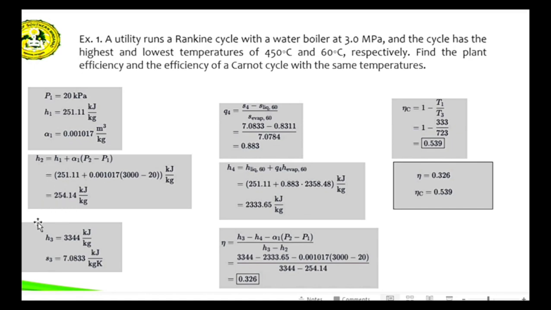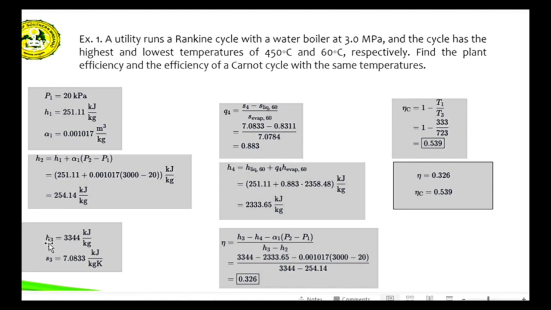So we have 254.14 kilojoule per kilogram. So now the enthalpy at state 2 is determined from the energy balance on the pump, which is 254.14. So now the enthalpy and entropy at state 3 are determined from the given pressure and temperature with the superheated water values from our property table.